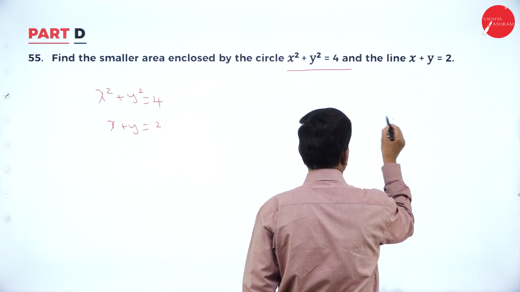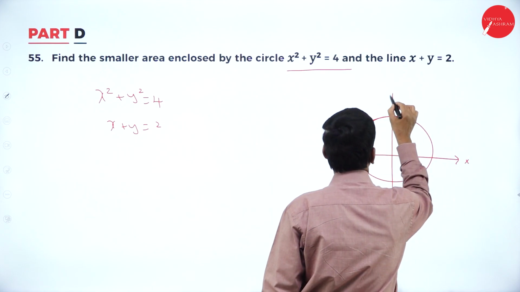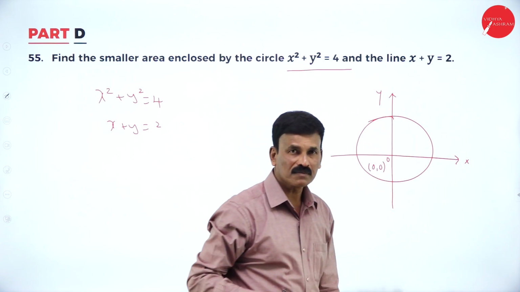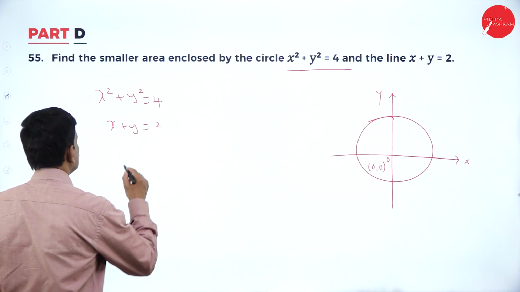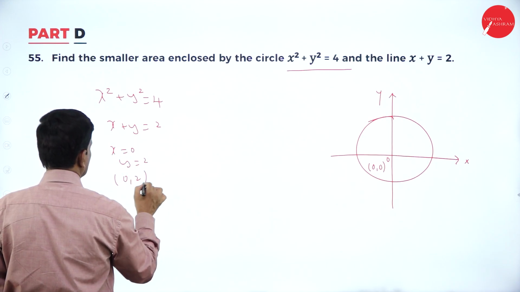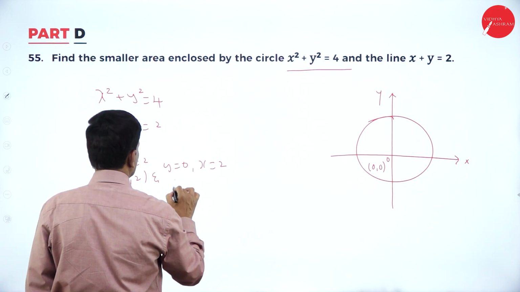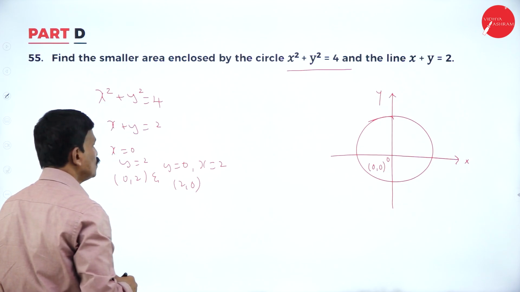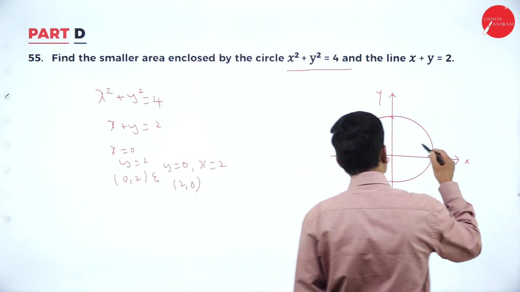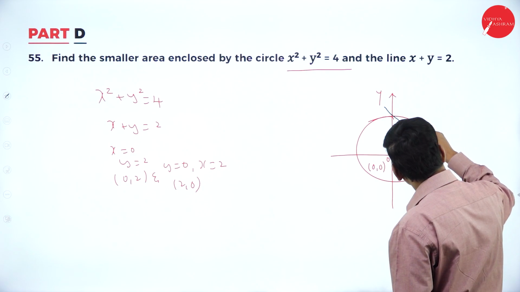Let us write the circle first. So, this is a circle. This is x axis, y axis, the origin 0, 0. And what is the line given? So, if you put x is equal to 0, then y is equal to 2. The first point is 0, 2. And if you put y is equal to 0, x is equal to 2. Then the point is 2, 0. So, here the line will cut the circle at these 2 points. So, the circle will cut the line like this.